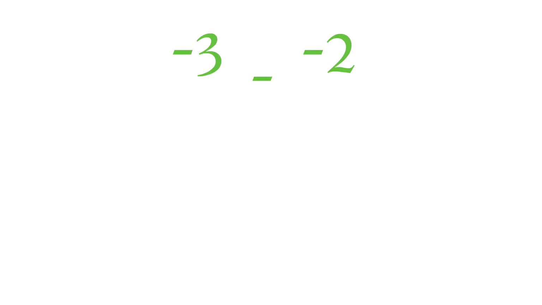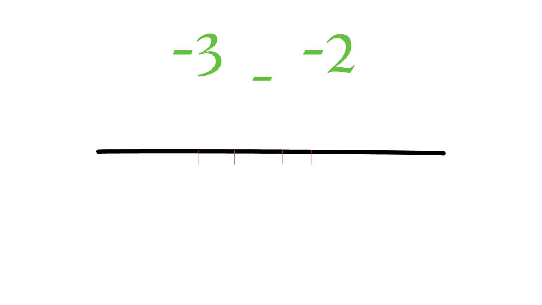Let's move to the next example. Minus 3, minus 2. Let's plot them. When we put these integers on the number line, then minus 3 is on the left side compared to the minus 2 that is on the right side. So minus 3 is less than minus 2.